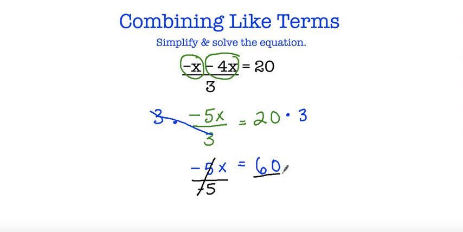So this cancels out, and we divide this side by negative 5. So x is equal to 60 divided by negative 5. So positive divided by a negative is a negative, and 60 divided by 5 is 12. So x is equal to negative 12.